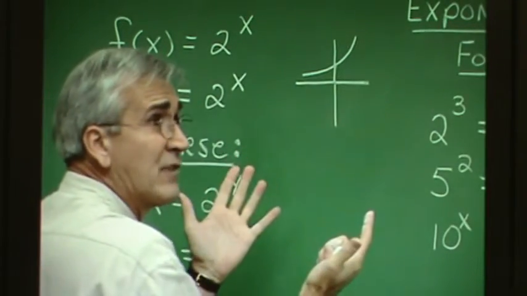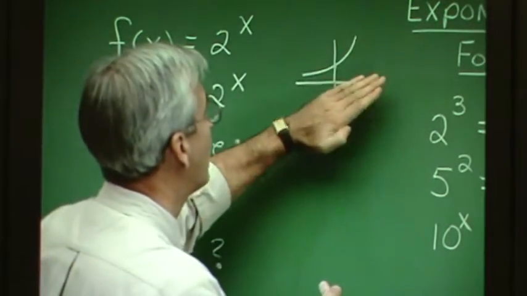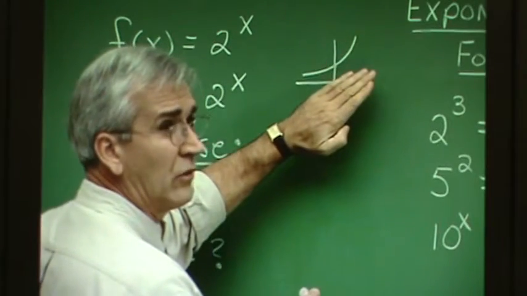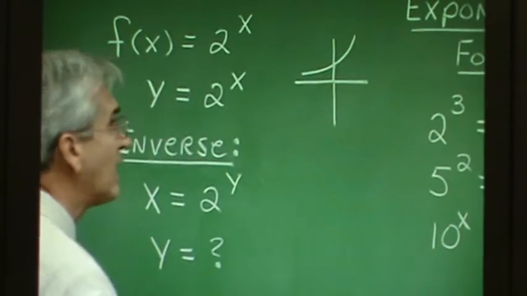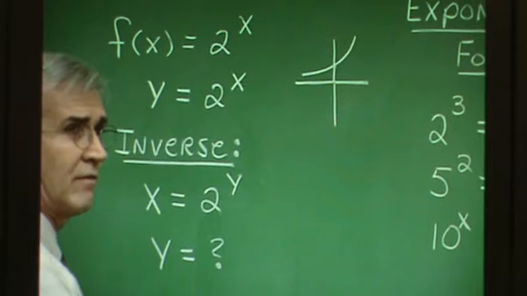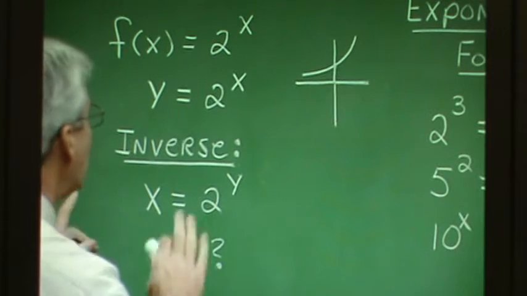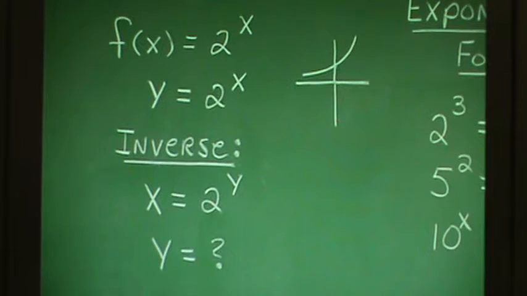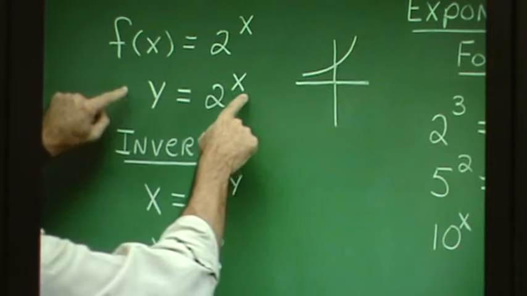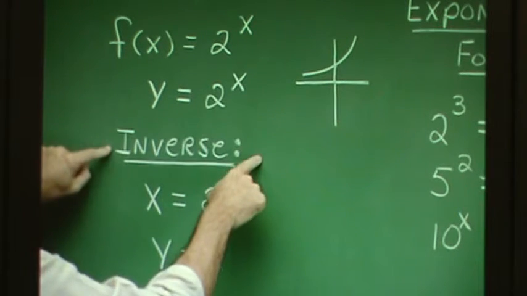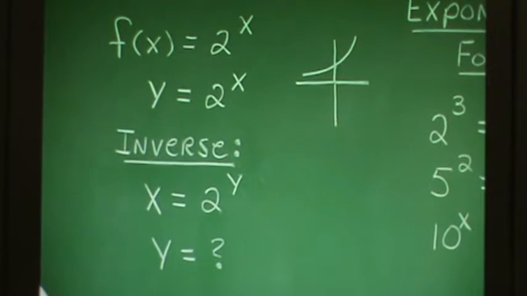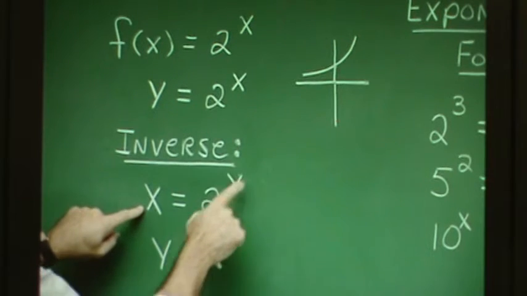And we can even imagine its graph. We know that the graph reflects in the y equals x line, so we could even draw it here if we wanted to do that. We'll get back to the notion of the graphing in just a little bit, but let's go through the process of generating the inverse. We would write this as y equals 2 to the x, and for the inverse, we would just swap the role of x and y. We would write x is 2 to the y power.